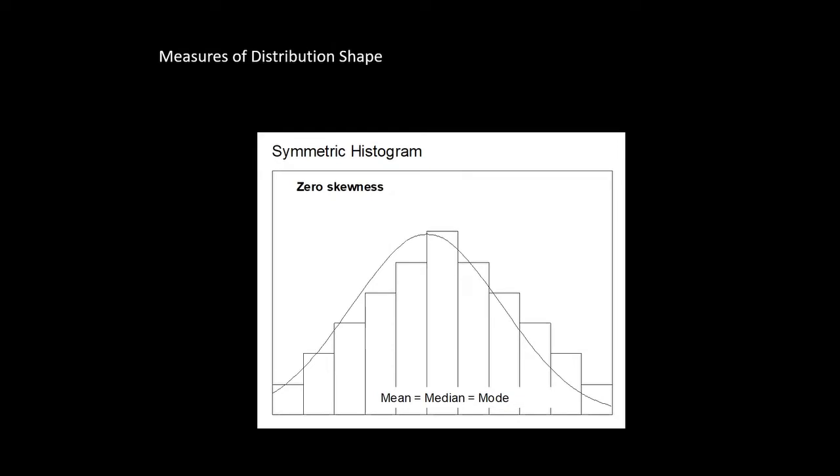How do you calculate skewness? There's a formula for skewness. It's basically the mean minus the median, times 3, divided by the standard deviation. And that's what gives you the skewness.